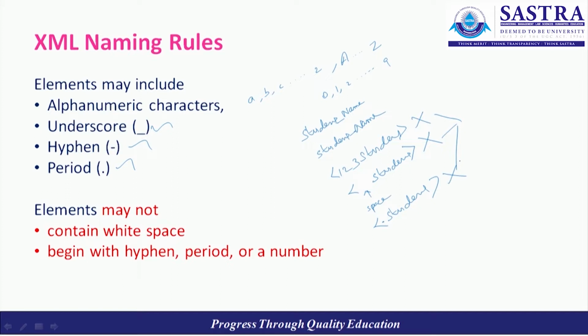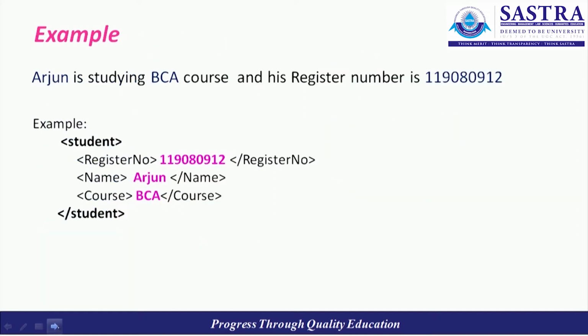Elements may not contain white space, or begin with a hyphen, period or number, right. These are the rules for naming element and attribute. Now we will discuss an example XML document.